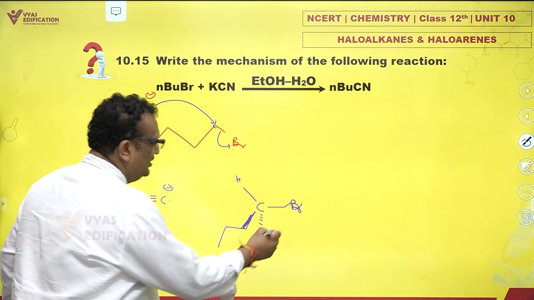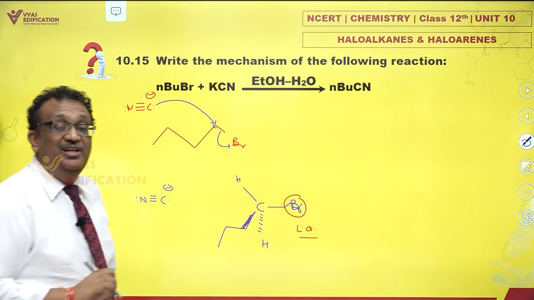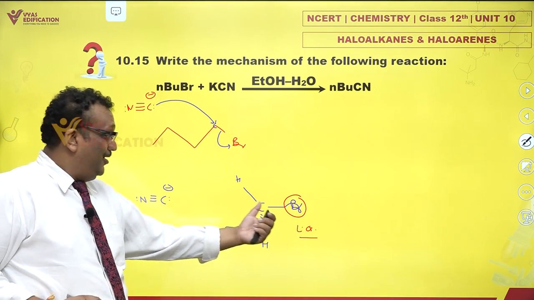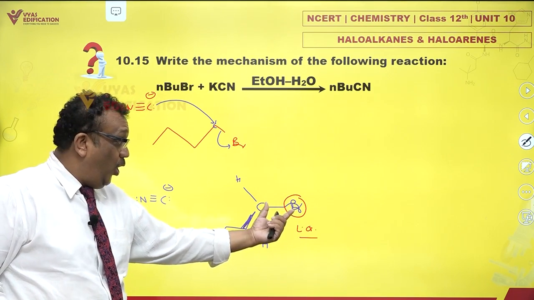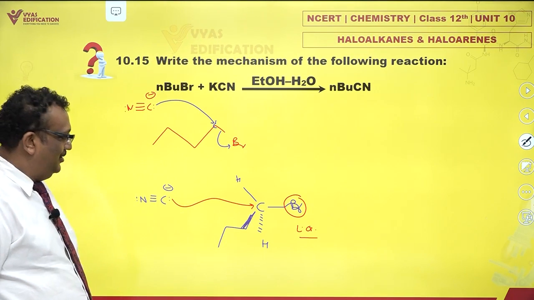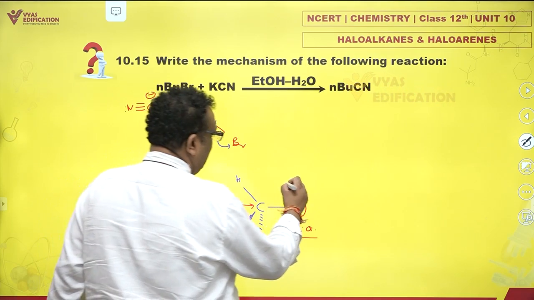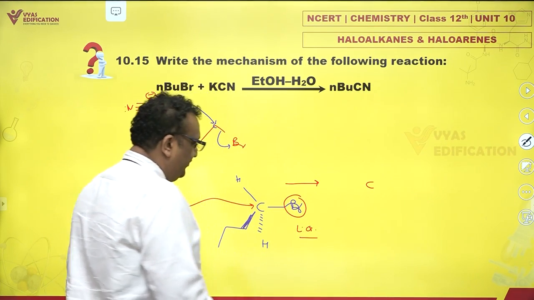Br, please remember, is the leaving group. LG is not Lieutenant General, it is leaving group. And exactly from the side opposite to that of the leaving group, there is attack. Cyanide attacks. And as it attacks, let me show you the intermediate stage.